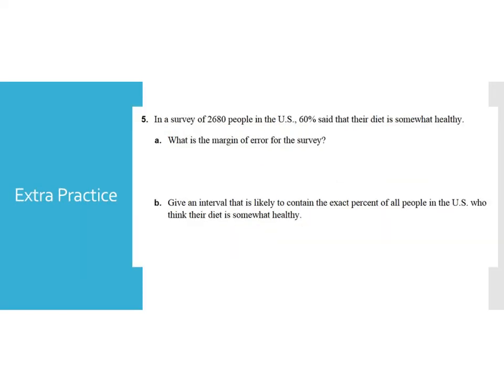So finding the margin of error is pretty easy. You do exactly what that formula just said. You're going to do plus or minus 1 over the square root of n. So in a survey of 2,680 people in the U.S., 60% said that their data is somewhat healthy. What's the margin of error? So if we're saying 60%, but it could be plus or minus what? So plus or minus 1 over the square root of 2680.